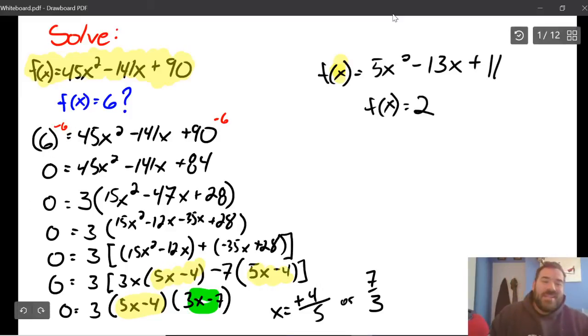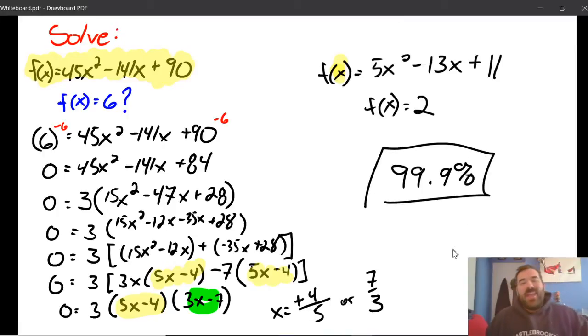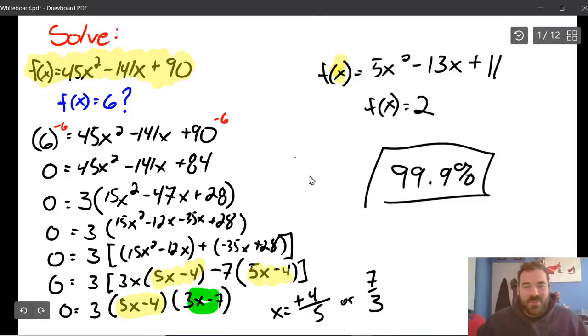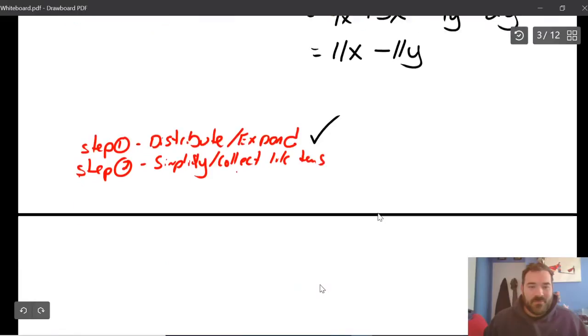So we need a tool that will help us to solve all of these other quadratics, the 99.9% of quadratics that are not factorable. And we do have a system for that, and it is called the quadratic formula. So let's use the quadratic formula.